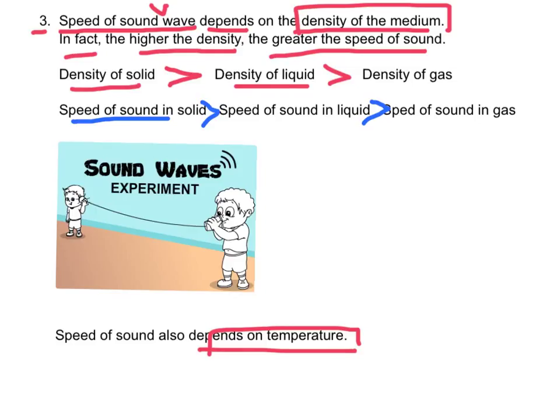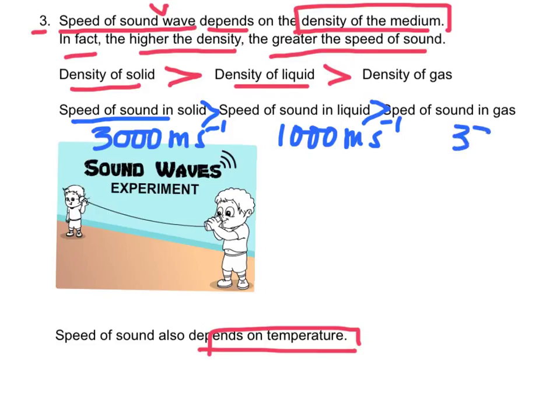The typical order for speed of sound in solid is about 3,000 meters per second, the speed of sound in liquid is about 1,000 meters per second, and the speed of sound in gas is about 330 meters per second.